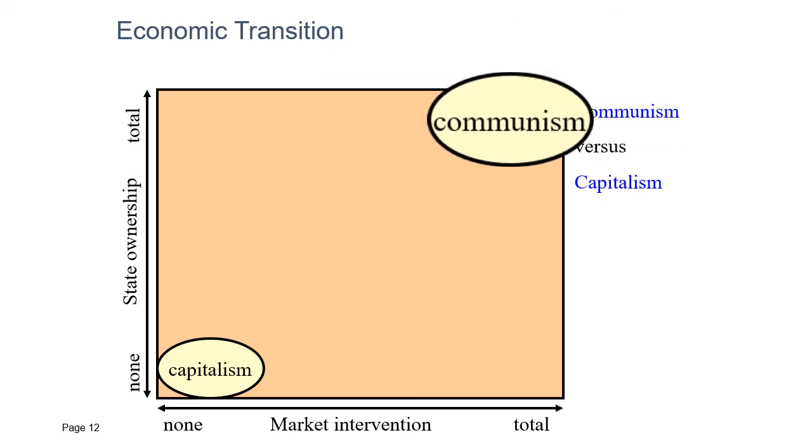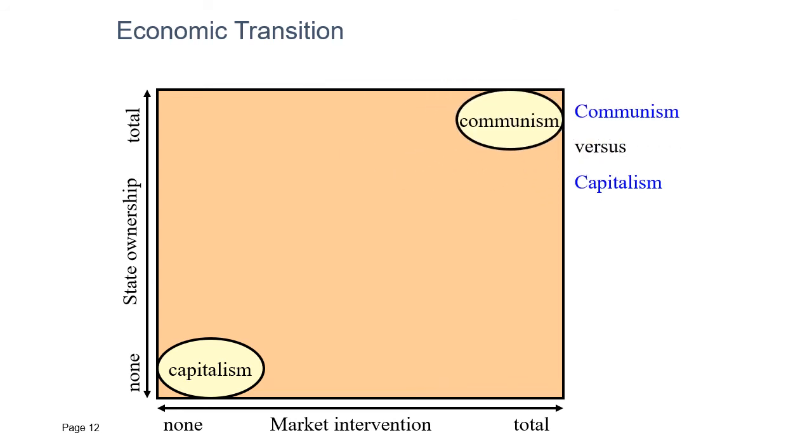Communism is a bit of a different thing. Communism is the idea that everything is owned by the state. So we have 100% state ownership, and everything is then also controlled by the state. So the market intervention is also at 100%.